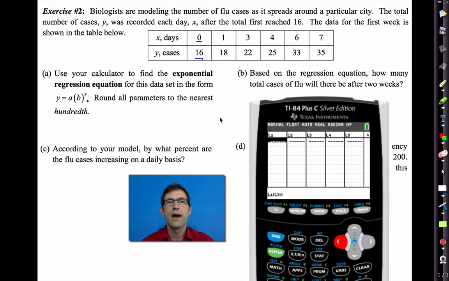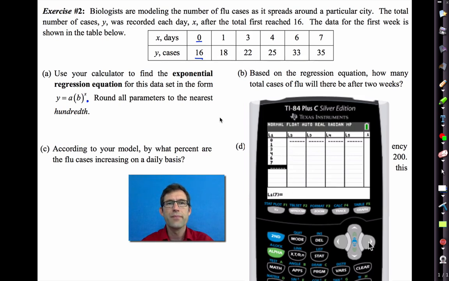All right, now I'm going to go back over to L1, and I'm going to start entering the days. So I'm going to put in 0, 1, 3, 4, 6, and 7. Check the data. There's not a lot of it, but check it. 0, 1, 3, 4, 6, 7.